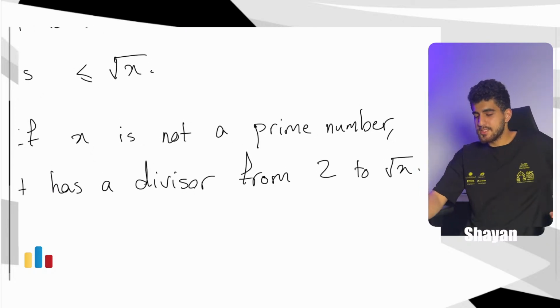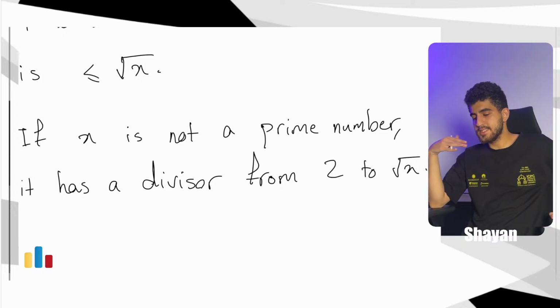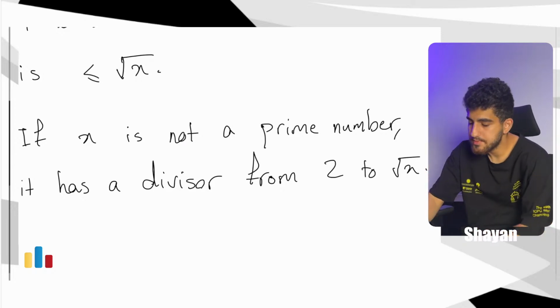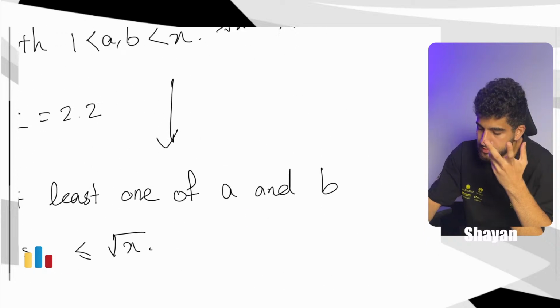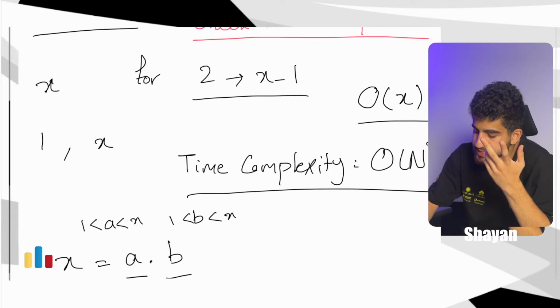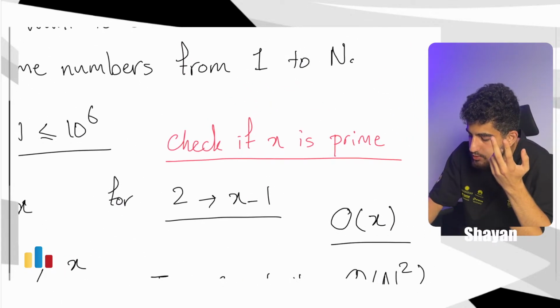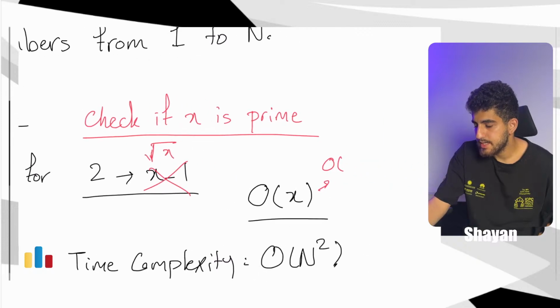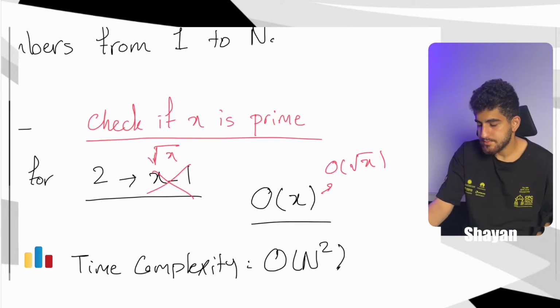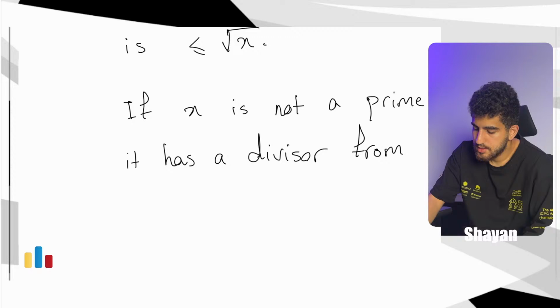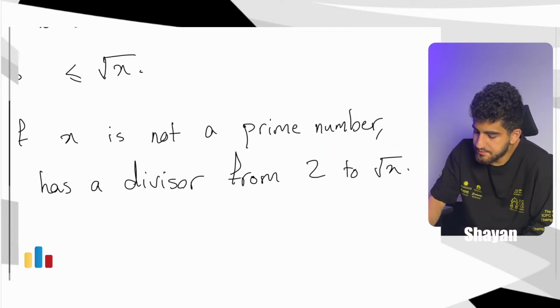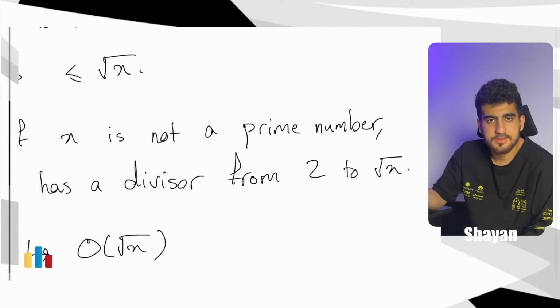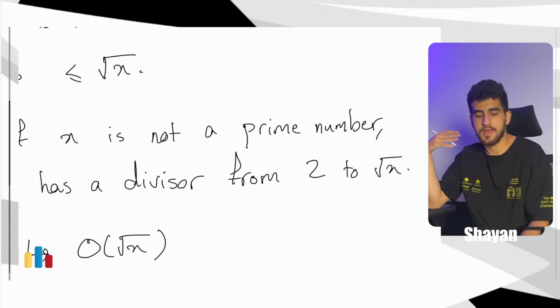So if x is not a prime number, it has a divisor from 2 to the square root of x. So our second for loop, instead of being from 2 to x minus 1, can be from 2 to the square root of x. This is an optimization that makes it O of the square root of x, which is better. So this way we can find out if x is prime or not in O of the square root of x. This is a very good way to find out if some x is prime or not.